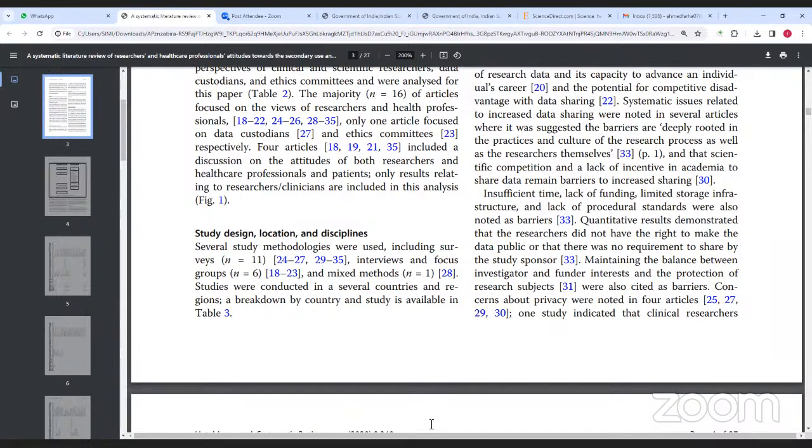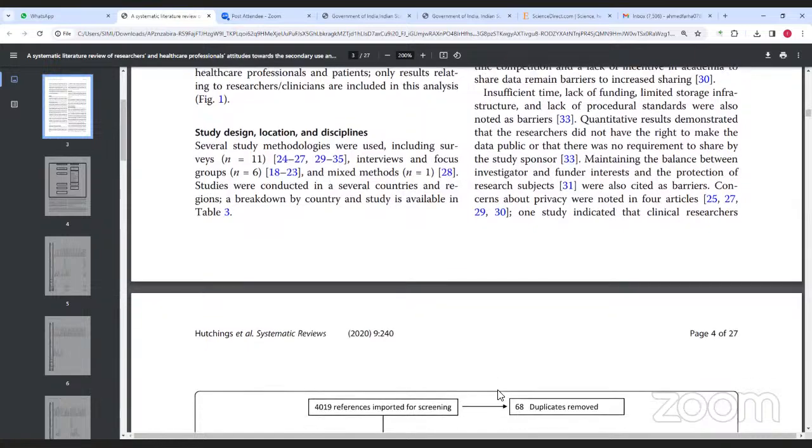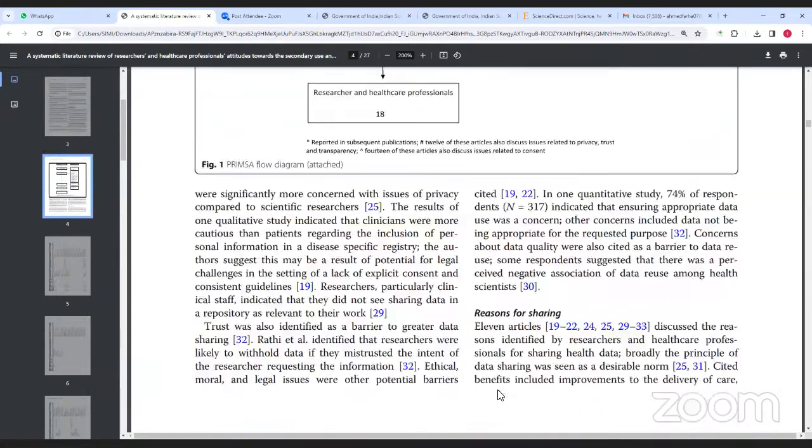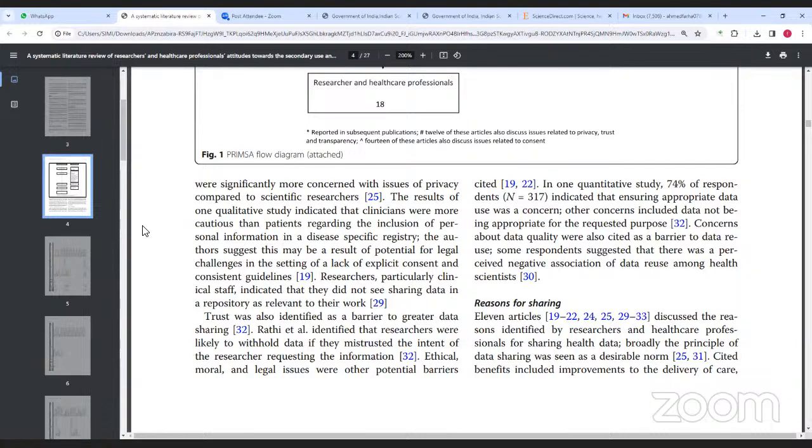Quantitative results demonstrated that the researchers did not have the right to make the data public, or that there was no requirement to share by the study sponsor. Maintaining the balance between investigator and funder interest and the protection of research subjects were also cited as barriers. Concern about privacy was noted in 4 articles. One study indicated that clinical researchers were significantly more concerned with issues of privacy compared to scientific researchers.